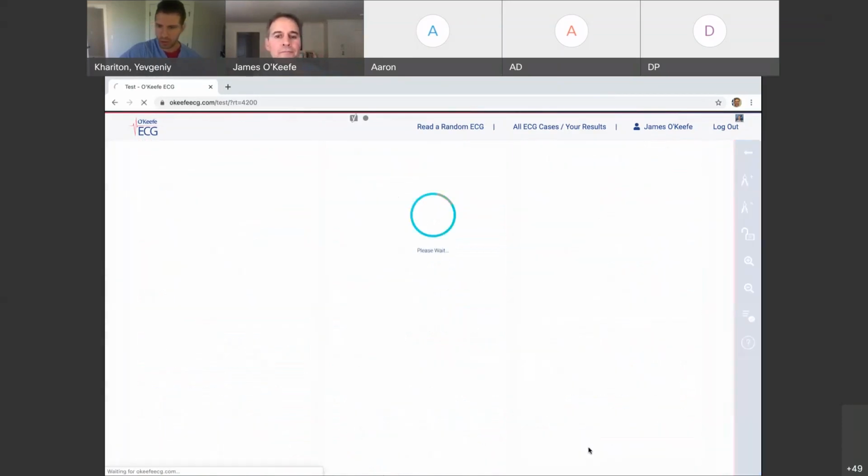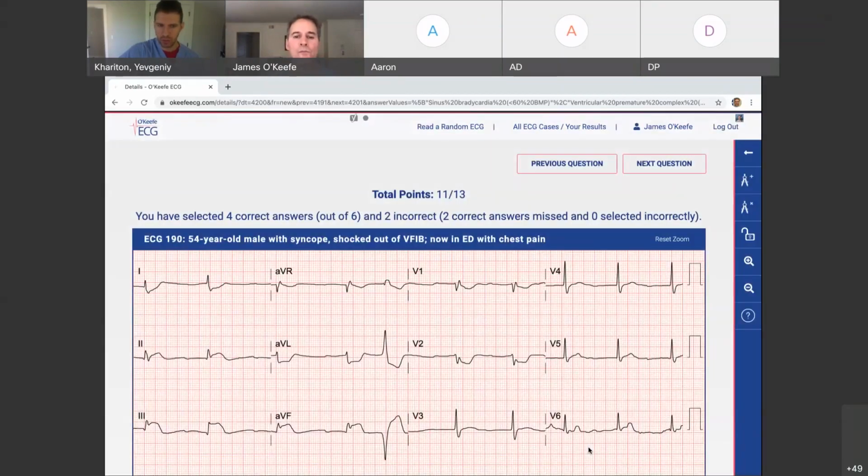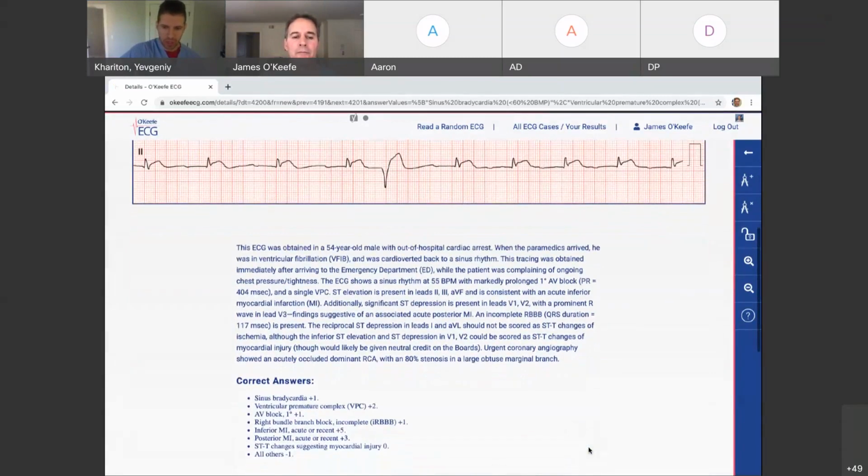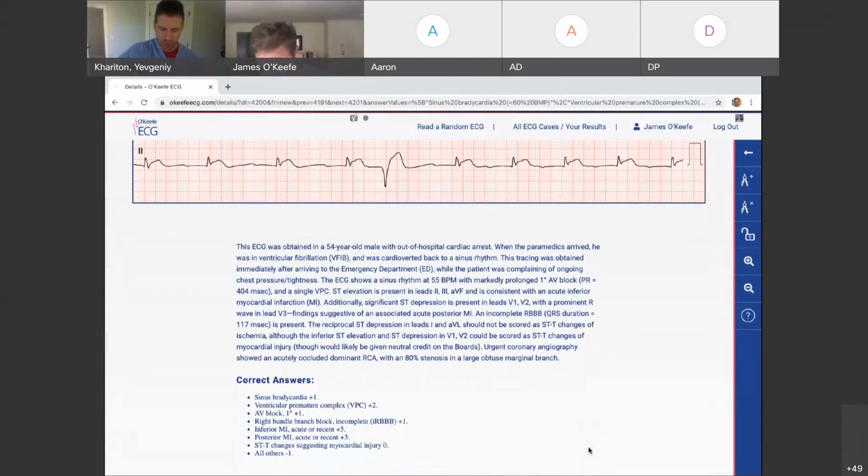While you're coding, Dr. O'Keefe, there are 2 questions, one about coding injury versus ischemia, and also in regard to the actual criteria for posterior MI.